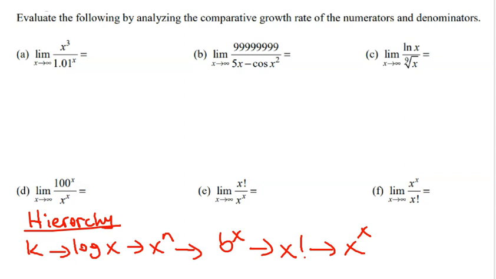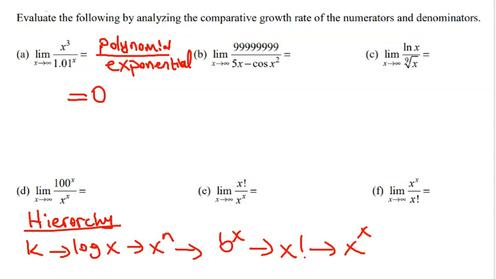In the first part we have the limit as x approaches infinity of x cubed over 1.01 to the power of x. So we have a polynomial function on top, and on the bottom we have an exponential function. Which one has the more growth rate? According to this hierarchy, the exponential function is going to grow faster than the polynomial function. So the denominator is going to grow faster than the numerator, and this limit is going to be equal to 0.